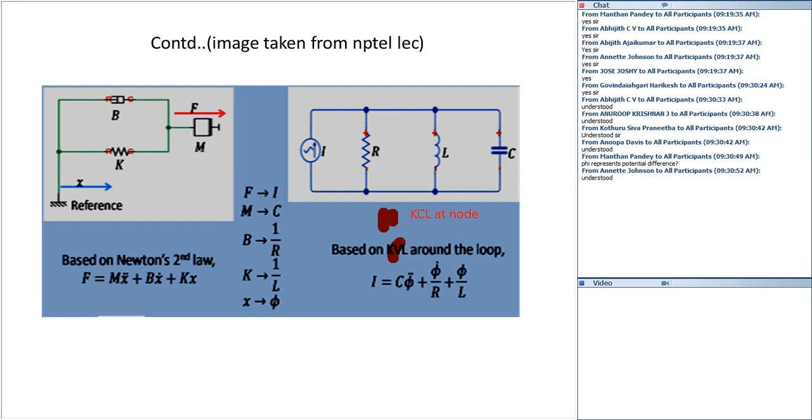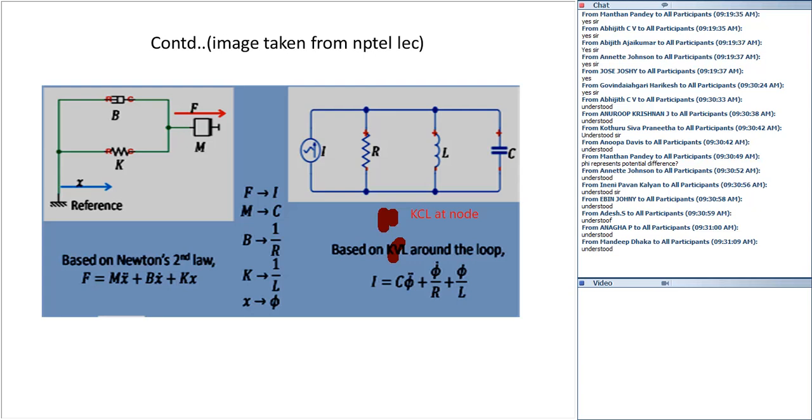Phi represents the flux. Voltage is d phi by dt. B is the friction coefficient.